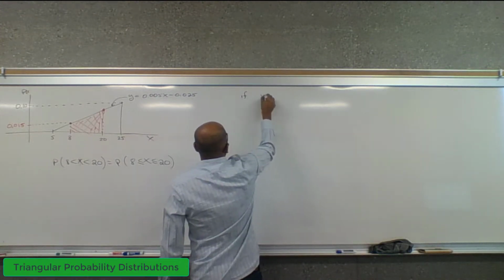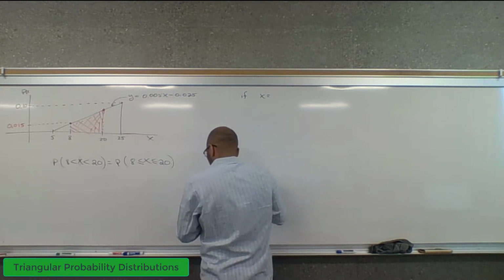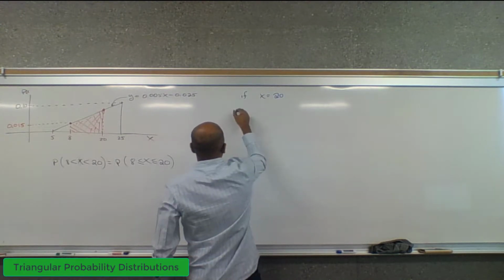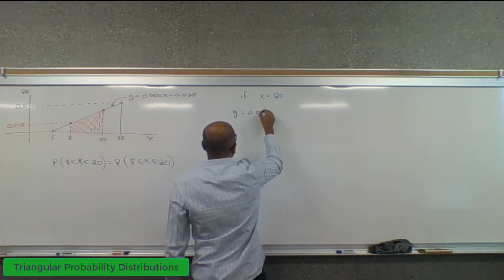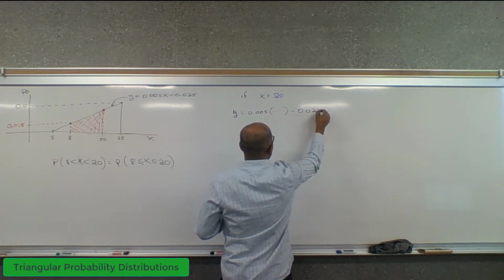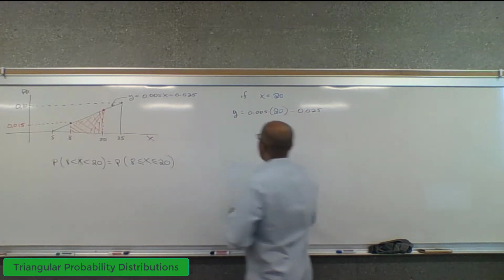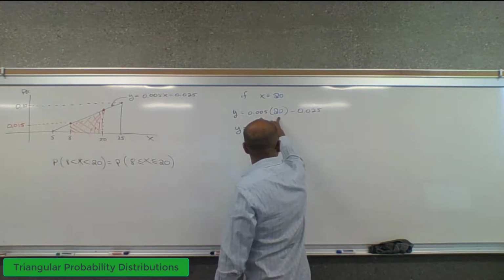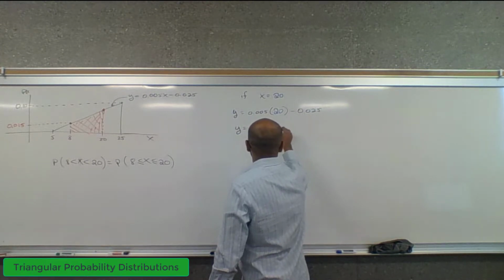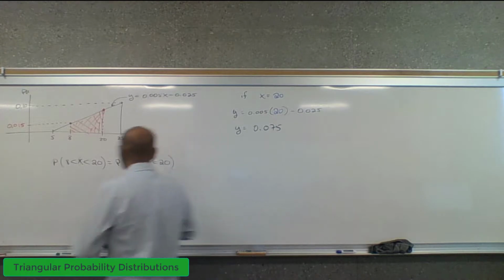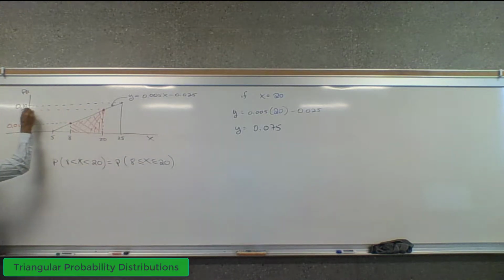So if x equals 20, then y equals 0.005 times 20 minus 0.025, put a 20 right in there. So this is 10%, yeah, 0.075, yes. Okay, so that means this guy over here is 0.075.